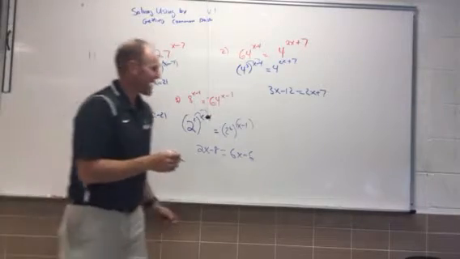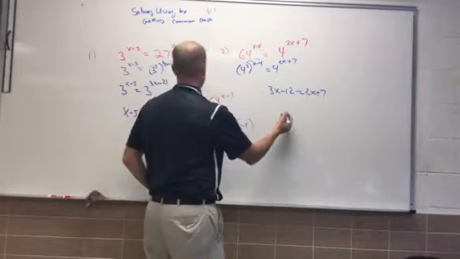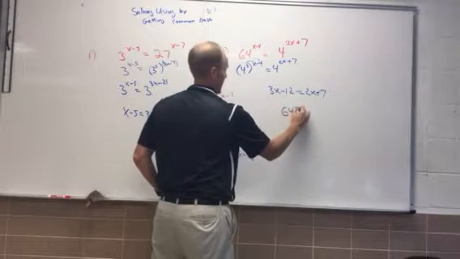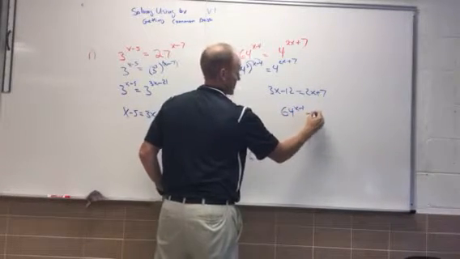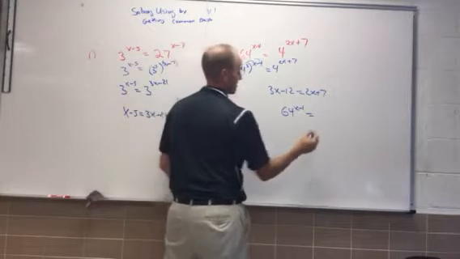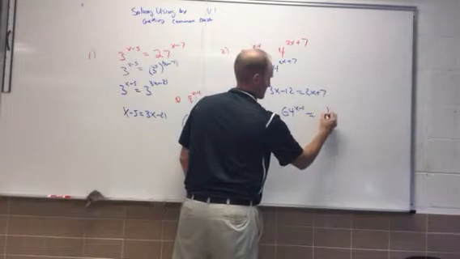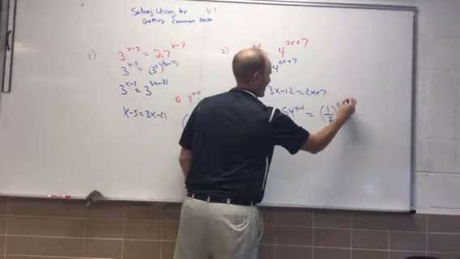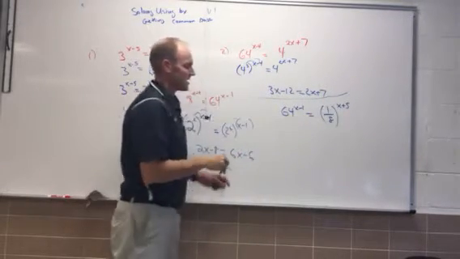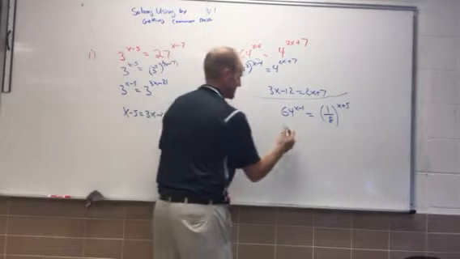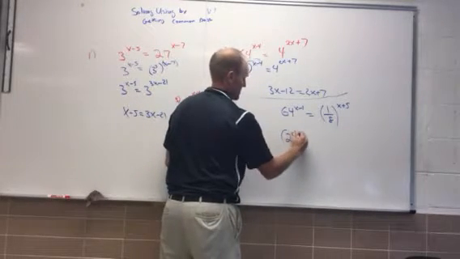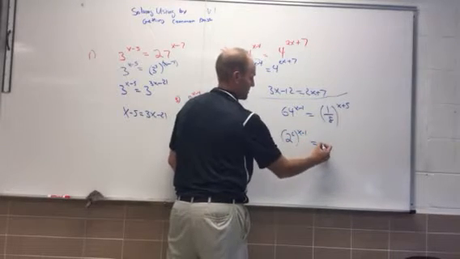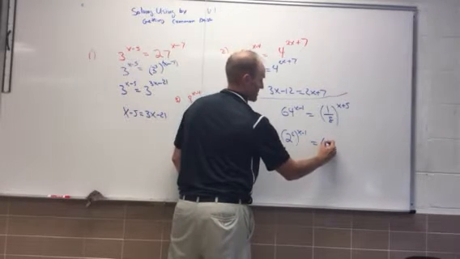Sometimes you may also have, let's say we had 64 to the x minus 1 equals, instead you could have a fraction. Even if it's a fraction, you've got to recognize that 64 is still 2 to the 6th, and 1 over 8, because 8 is 2 to the third, would end up being 2 to the negative 3.